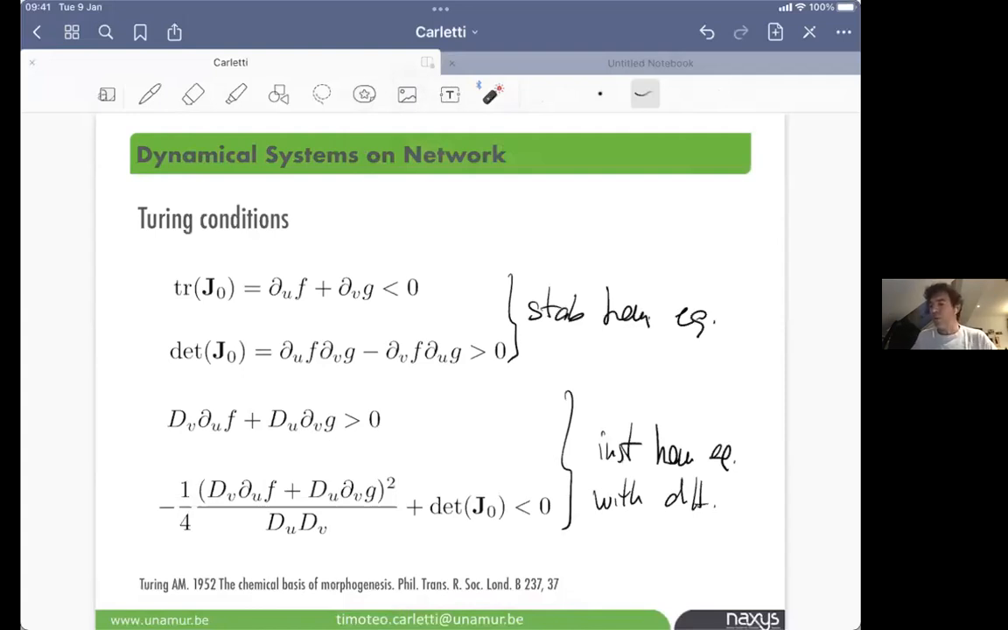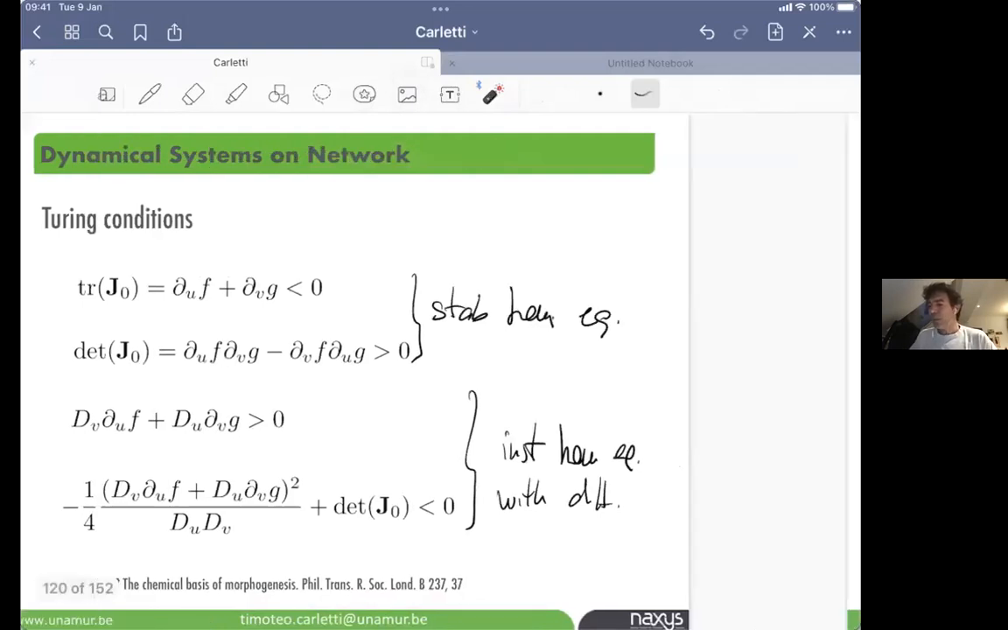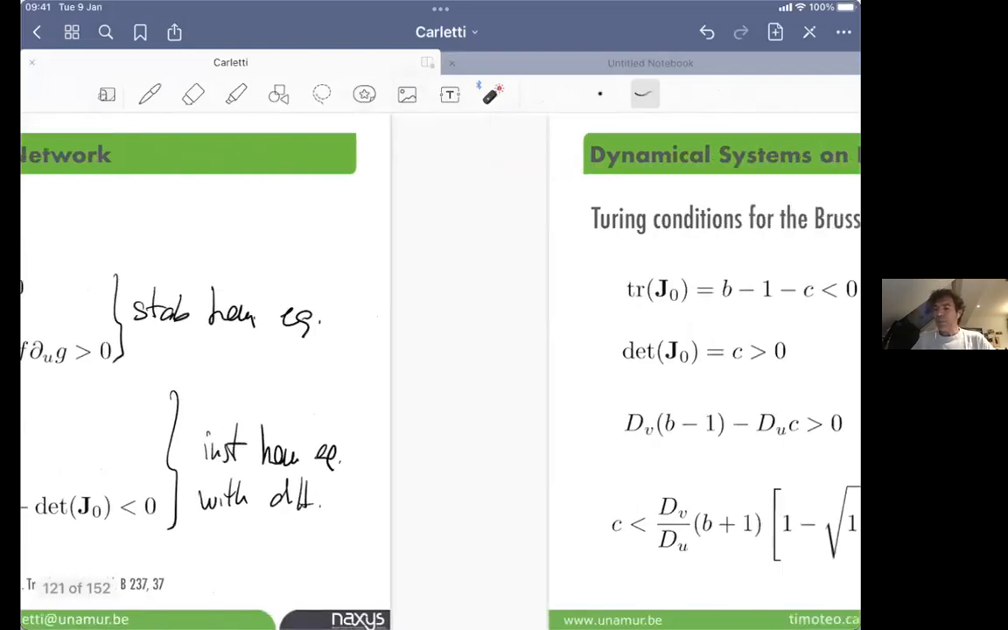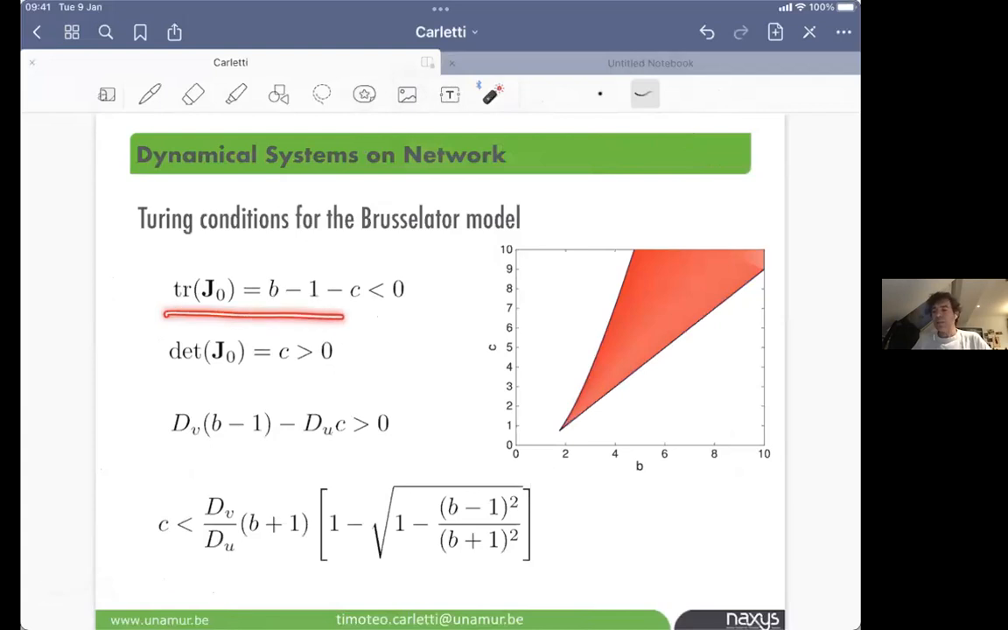So let's now go back to the Brusselator. If you take the Brusselator, you put the terms, the derivatives and so on, you end up with this simple equation. The trace is just the sum, b minus 1 minus c, which should be negative. The determinant is just c, so it's positive. The condition that involves diffusivity and derivatives is this one. And then this is the last one, which tells you that indeed you should have c larger than b minus 1, which is this.